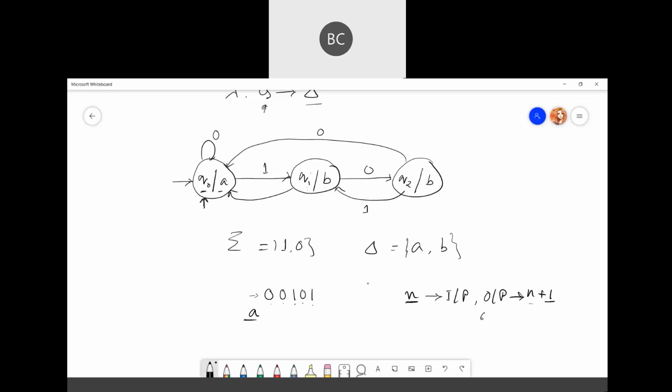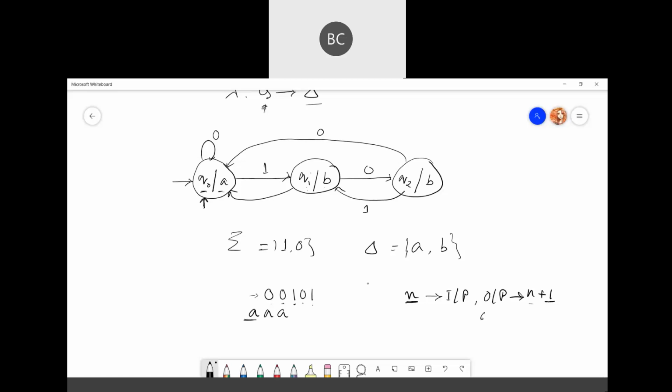Initially we are at Q0, and the output for Q0 state is A. So this extra A will come. Now 0. If you take 0, it's coming back to Q0 again. For Q0, what's the output? A. Next, you are taking another 0. Again it is coming back to Q0. And what's the output for Q0? It is A again. Now you are taking input 1. If you take input 1, it's going to Q1.